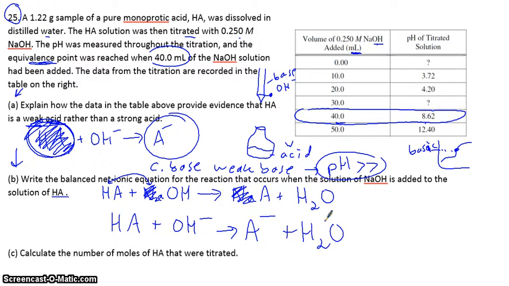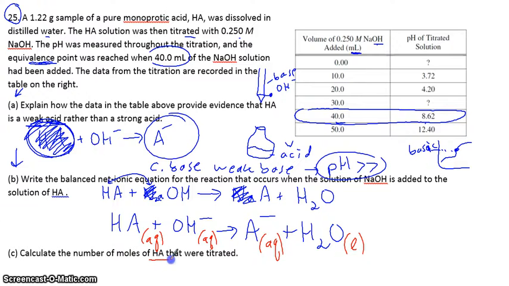No state symbols needed unless they ask for it. But recall that the state symbols would be aqueous for the acid, since all acids are aqueous, aqueous for the base because it's a solution, and aqueous for the conjugate. Water will be a liquid, which means water will not show up in the equilibrium expression if we have to do it.